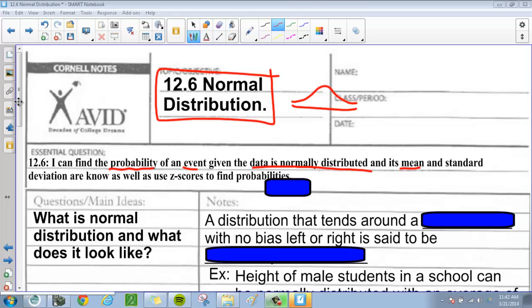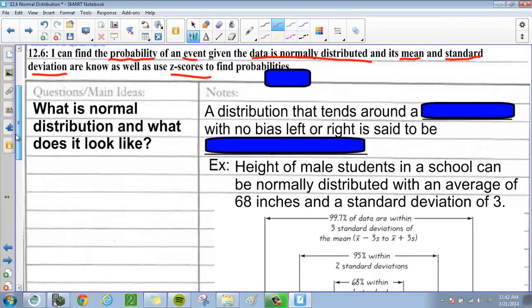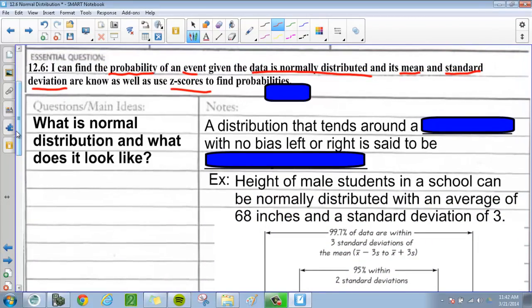and its mean and standard deviation, which we know how to calculate now, are known, as well as use z-scores to find probabilities. Okay, it looks like there's a lot to do in this learning target right here. So let's just get going on this. First off, the question is, what is a normal distribution and what does it look like?